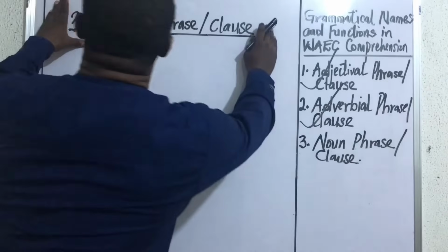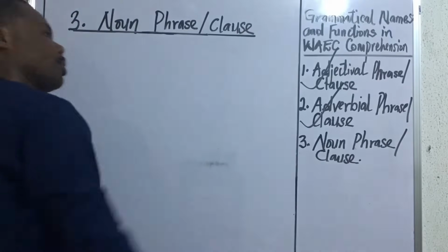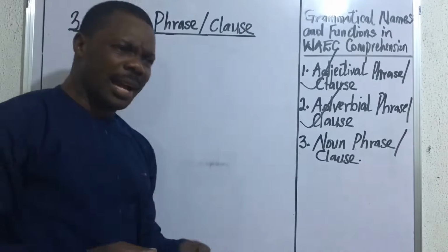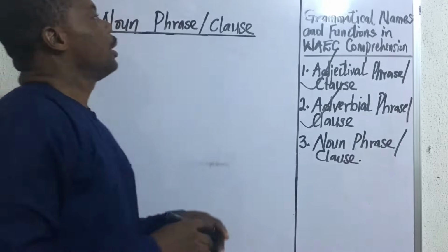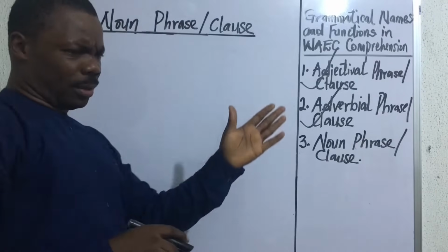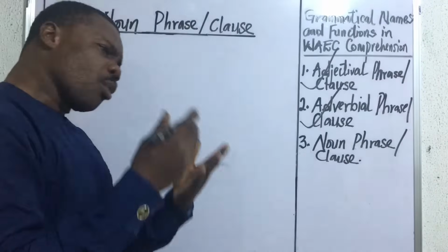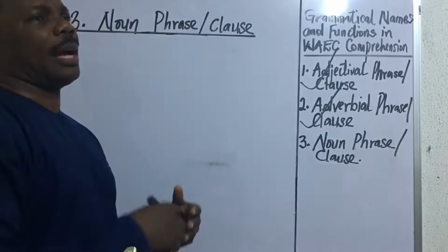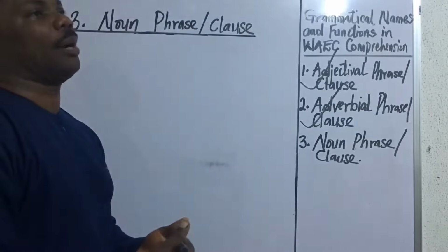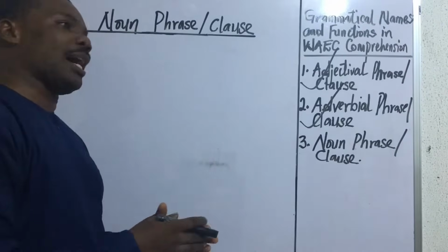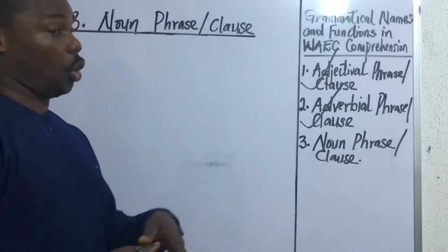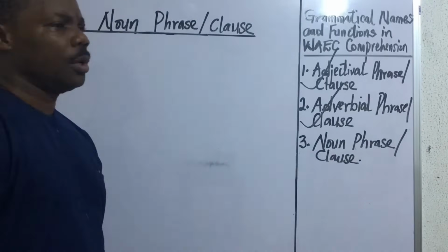Noun phrase and noun clause. What is a noun phrase and what is a noun clause? A noun phrase or a noun clause is simply what? A group of words that begins with a noun or a pronoun and functions as the subject of a sentence or the object of a sentence and so on.